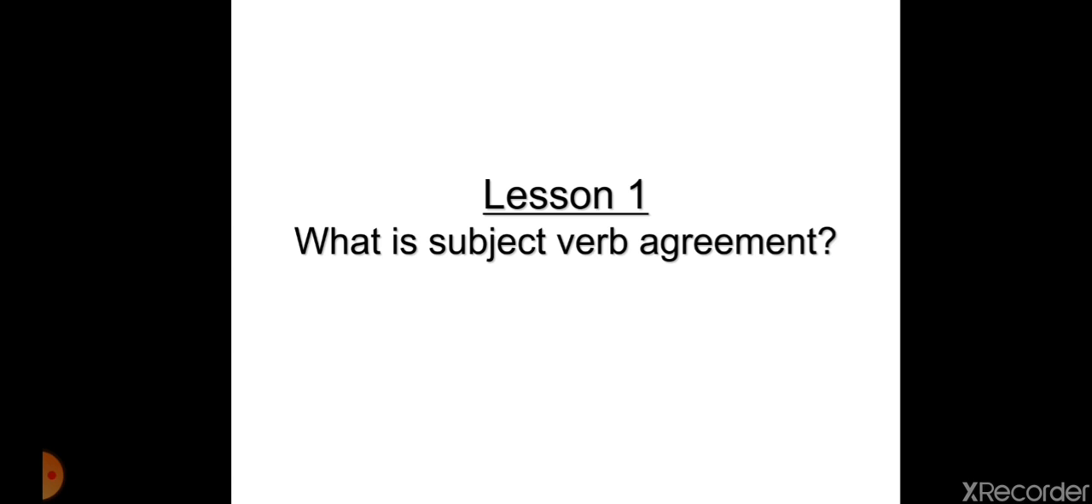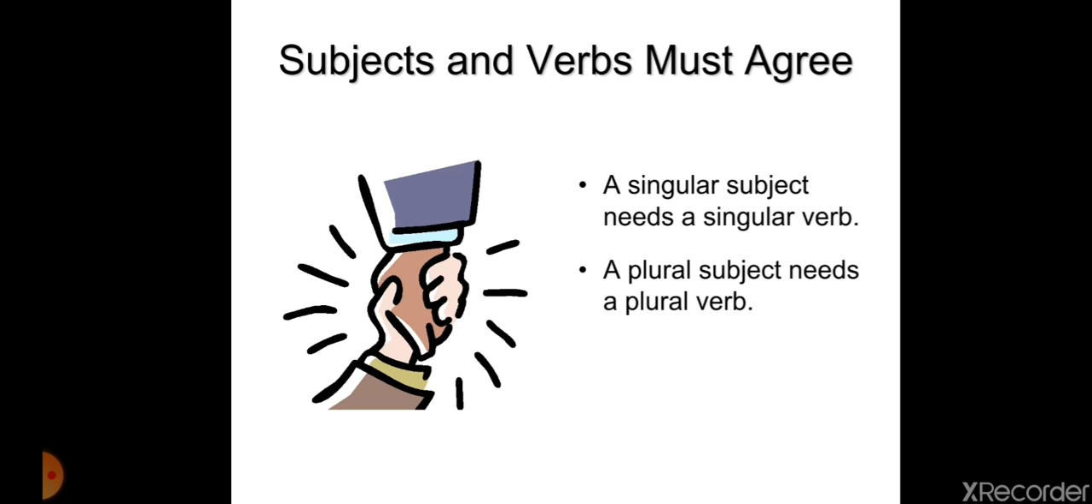Lesson number 1. What is subject verb agreement? Subjects and verbs must agree. Both should go hand in hand. Both should go together. See, for example, a subject has number, that is singular or plural. Accordingly, the verb should also be in the same number. So a singular subject needs a singular verb. A plural subject needs a plural verb. Only then can we say they are in agreement.